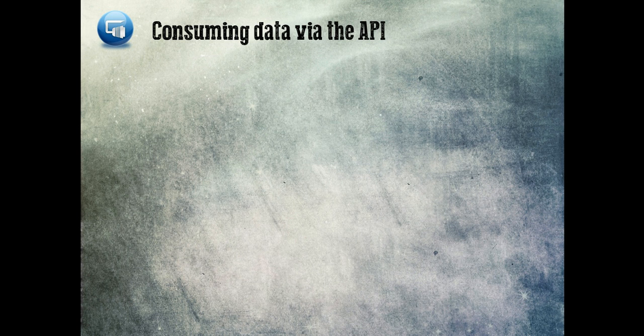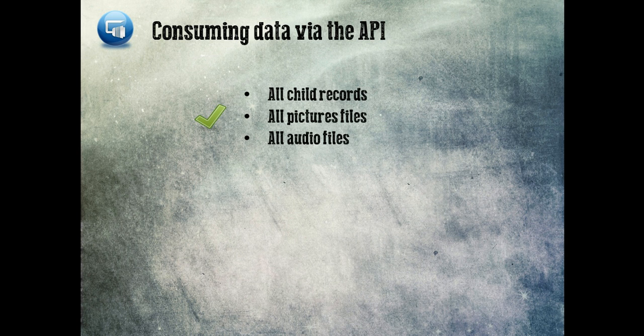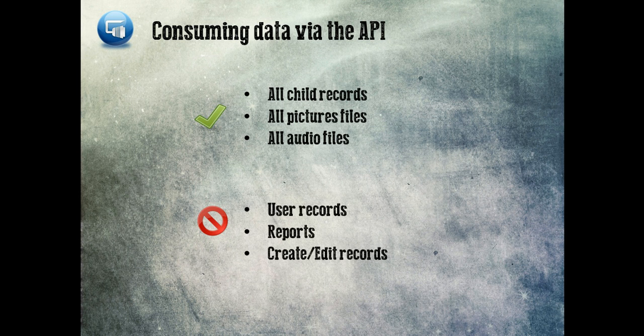So let's look at what you can and cannot do with the API. What you can do, you can access all the child records. So this is pretty much all the child records in that particular instance of RapidFTR. The same goes for all the pictures and all the audio files related to the child records. What you cannot do: you cannot access user records, user accounts, permissions, roles. That's all not accessible. You can access the reports as well.